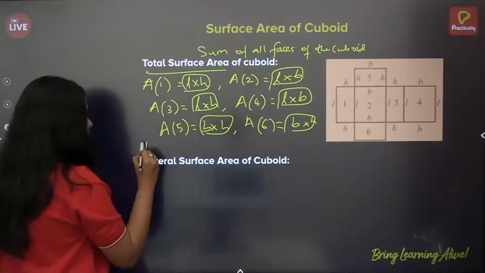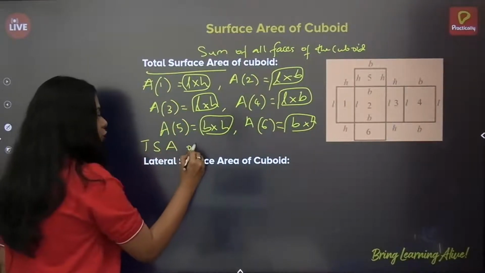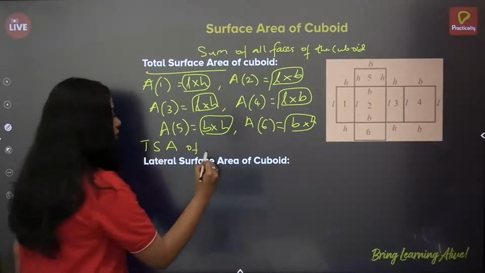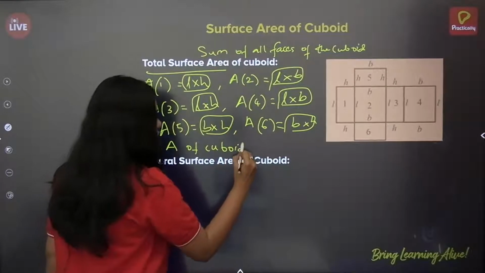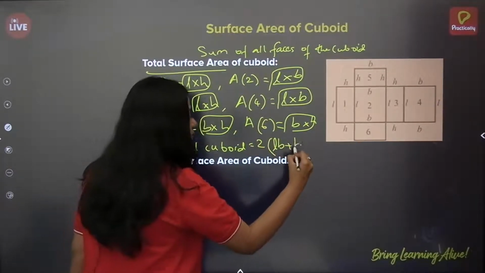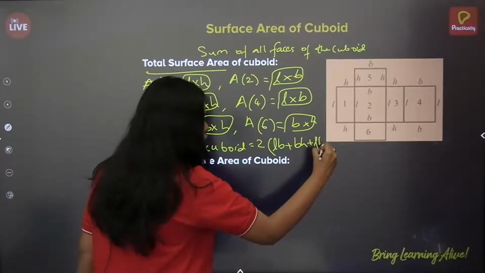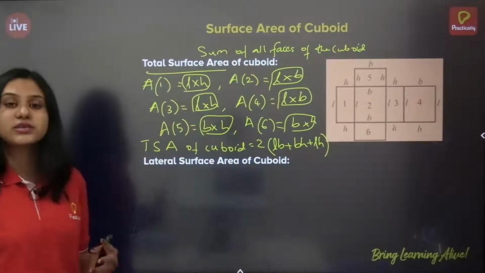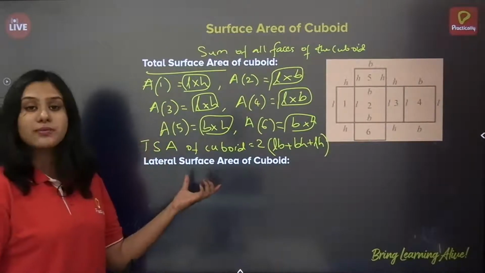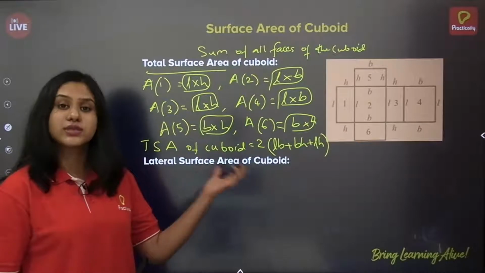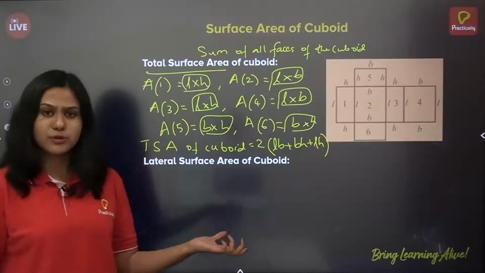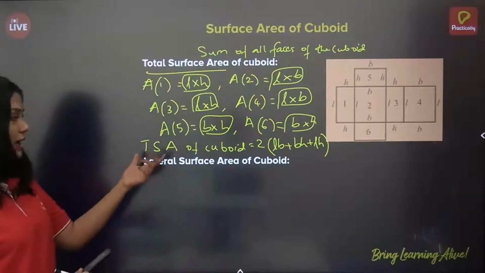So, can I write TSA of cuboid? So, what is TSA here? Total surface area of cuboid is equal to 2 of (LB plus BH plus LH), right? So this is the formula for total surface area of cuboid, and you have to remember the formula because we would be using the same formula for further problems, and also it will be useful for the examination purpose, correct? So yes, you have to remember it.